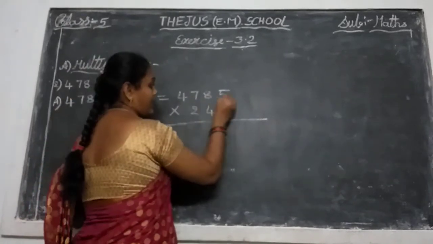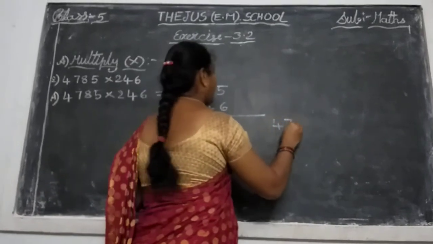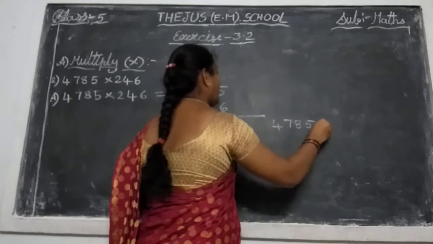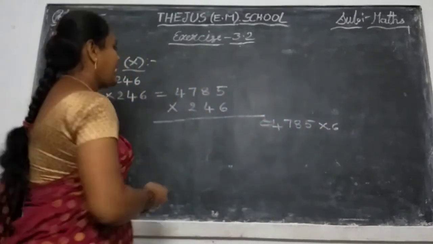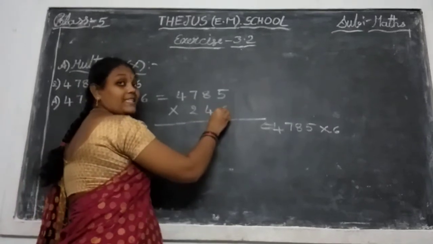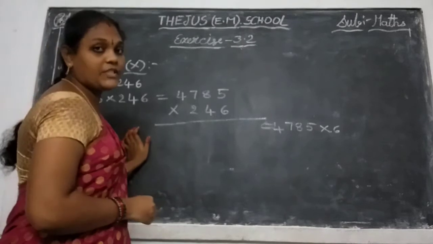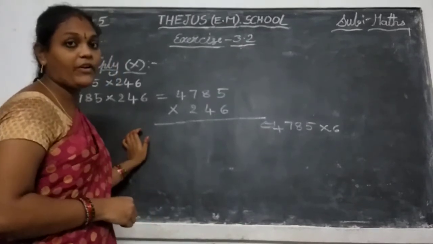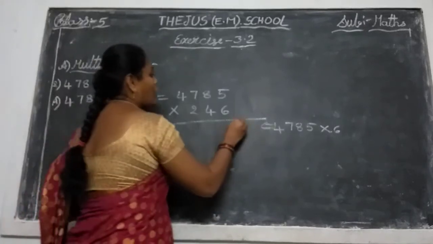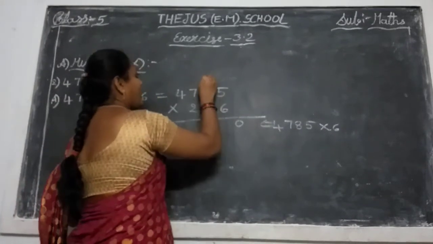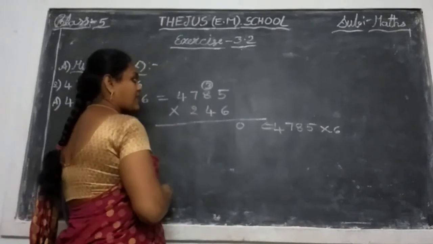First the given number is multiplied with the ones place number, 6. So write here 4785 into 6 first. Now see here, the 6 table. Read the 6 table up to 5. 6 1s are 6, 6 2s are 12, 6 3s are 18, 6 4s are 24, 6 5s are 30. So double digit number: 0 here and 3 next line upside. Next number upside. Now 6 5s are completed.